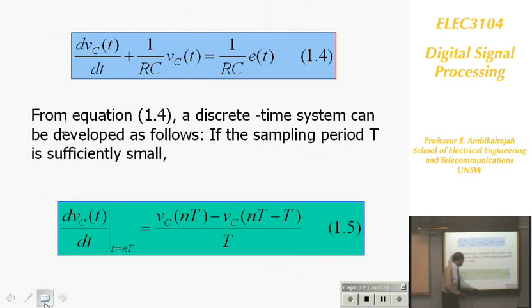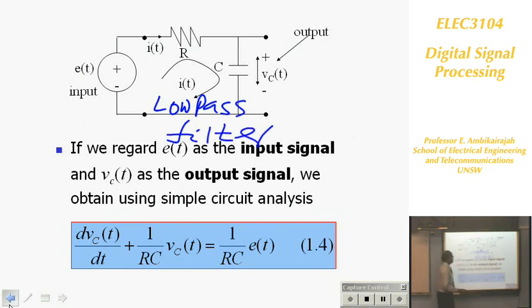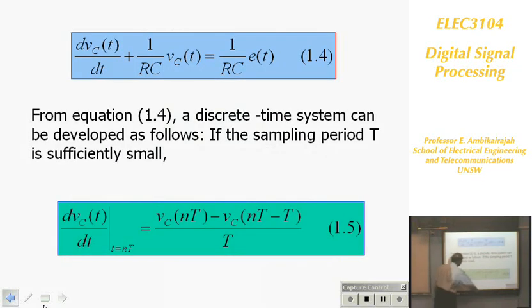Now I want to convert this differential equation into a difference equation because I want a discrete system. This is a low pass filter. I want this low pass filter to be represented by a discrete system. The low pass filter is given by a differential equation, but I want to convert that into a difference equation to make it a discrete system. How do you convert that?